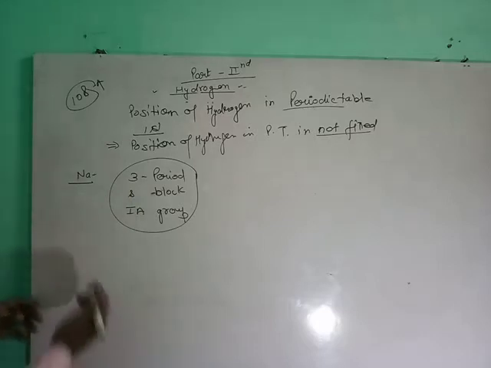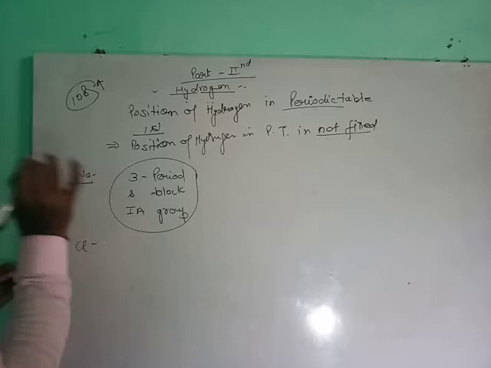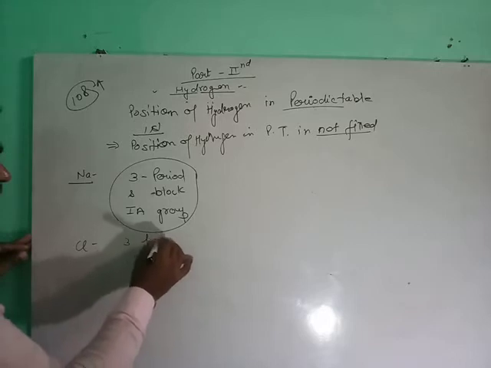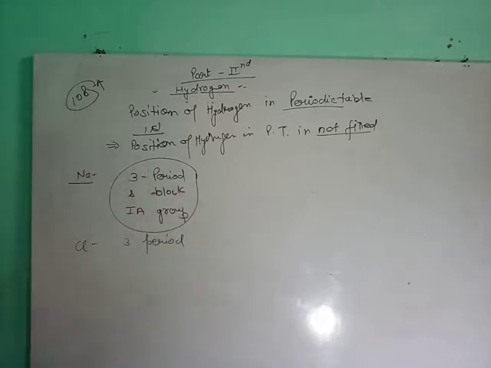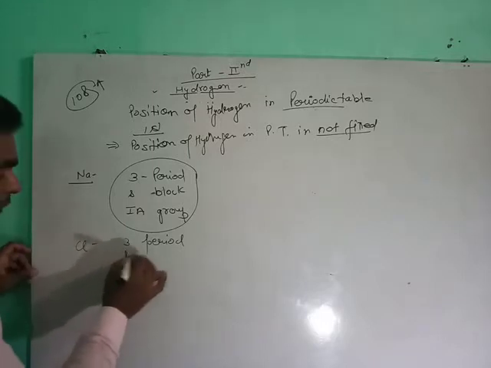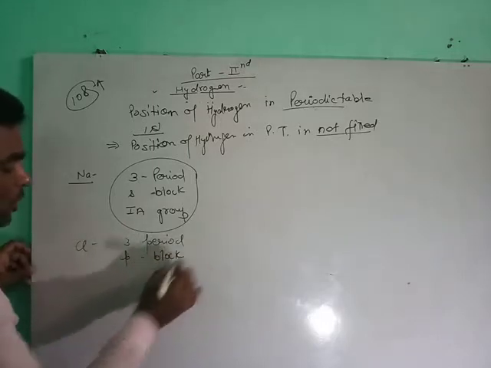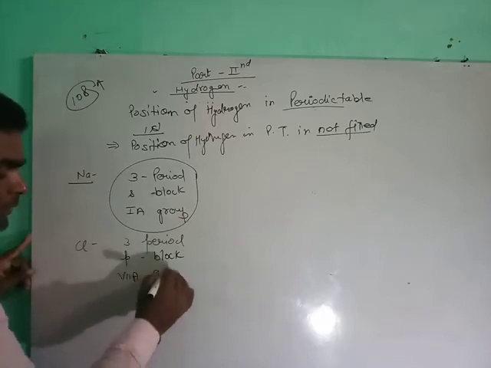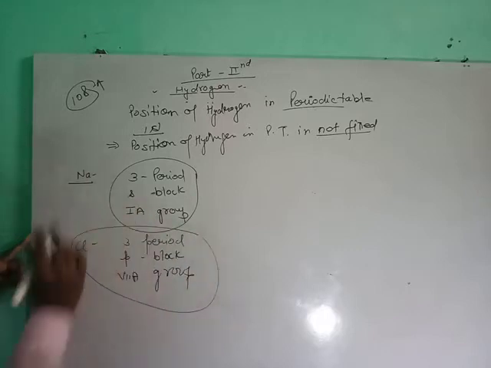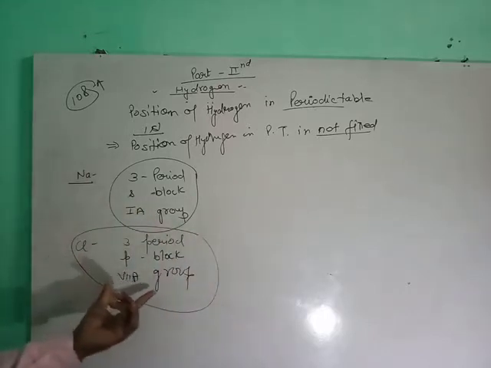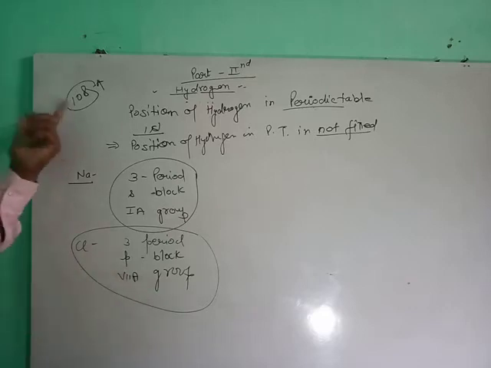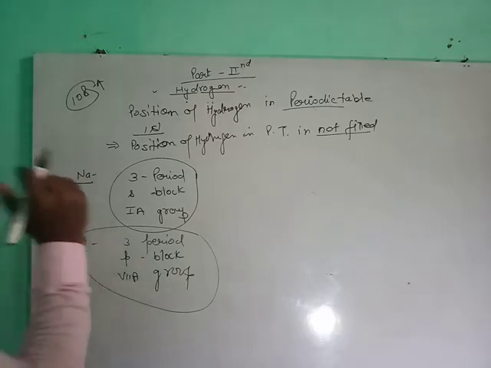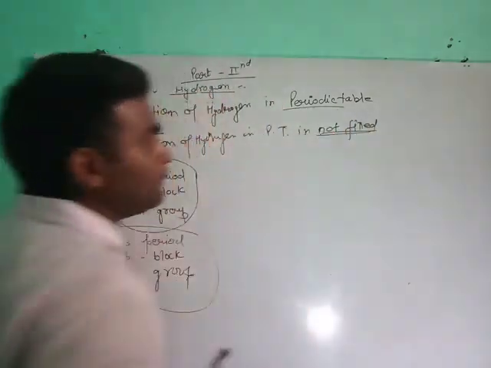Like another example, we discuss chlorine. Chlorine is situated in the third period, and the p block, and the seventh A group. So this is the position of chlorine in the periodic table. Similarly, all elements, all 108 plus elements, have a fixed position in the periodic table, but hydrogen does not have a fixed position in the periodic table.